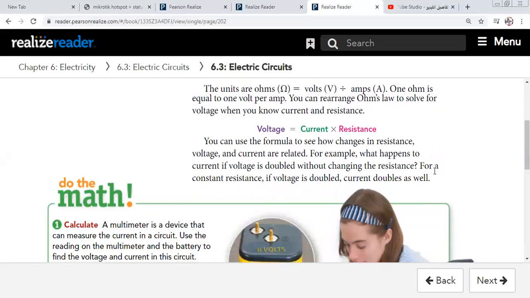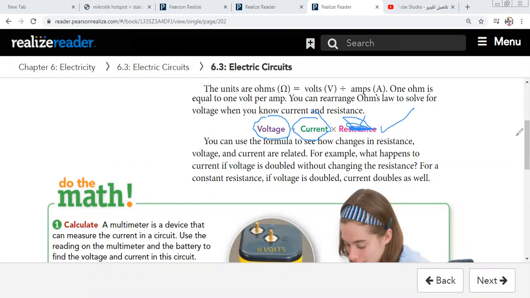For example, if the resistance is constant and the voltage is doubled, the current doubles as well. When the resistance is constant and you make the voltage double, the current will become double.